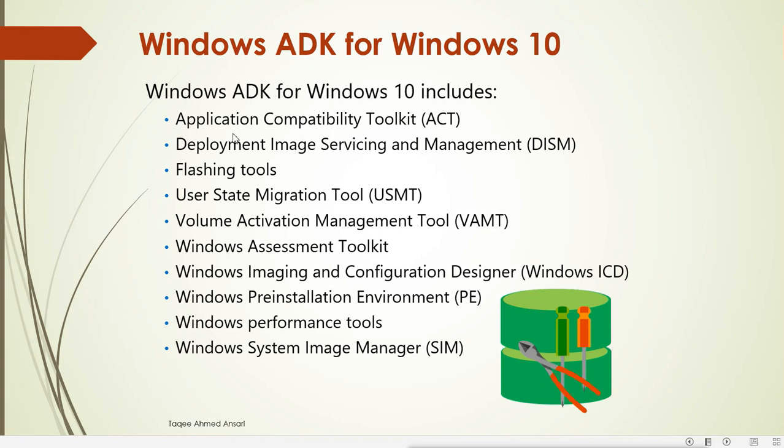Application Compatibility Toolkit. This tool is used to check the compatibility of the operating system and applications. For example, we have Windows 8 installed and we want to upgrade it to Windows 10. Now there are some applications installed. I want to see whether those applications are compatible with Windows 10 or not. So we can do that by using the Application Compatibility Toolkit. We can check the compatibility of applications. We can change the application compatibility also.